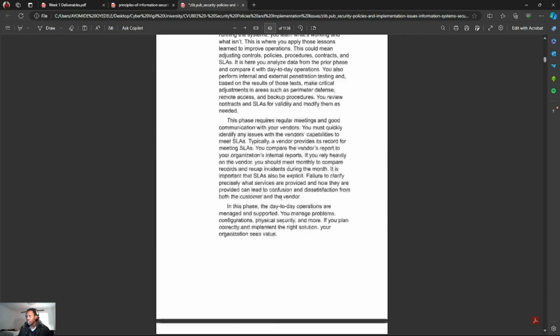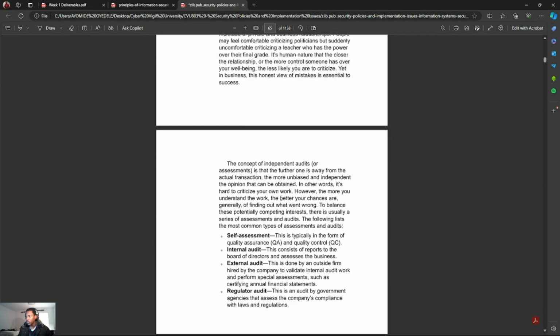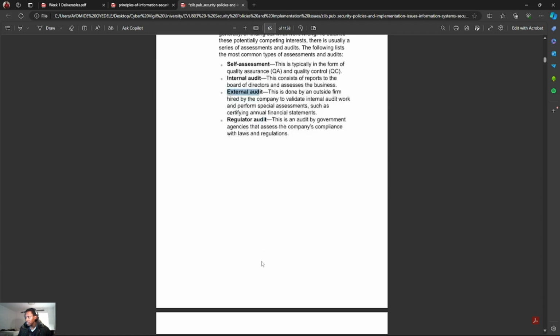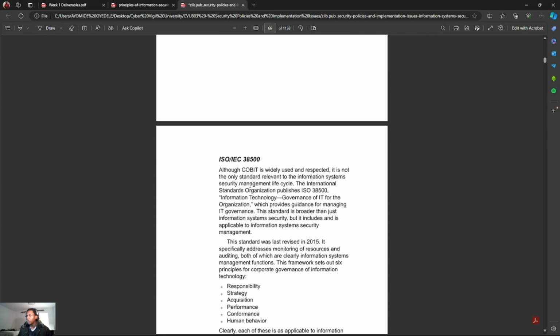Now, we've seen that, and we now have an understanding of why we are protecting our systems from threats, from vulnerabilities, and to reduce the risk. Another thing we need to pay attention to is risk assessment, vulnerability management, and concepts like self-assessment. Internal audit, external auditing, regulator auditing. All these are concepts, and from here we already have certain governance and regulatory bodies.